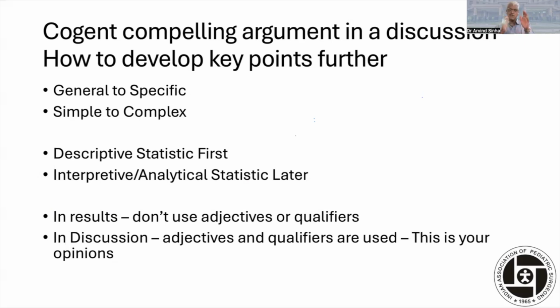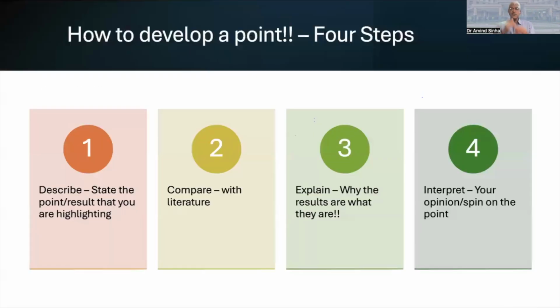And it's important, you may use adjectives and qualifiers in discussion: easy, very low complication rate, technically easy to perform, parents were happier, children were happy. Those kinds of qualifiers you may use in your discussion, right? So you've identified the key points and the order in which you want to discuss them. So how do you develop the key point itself, right?